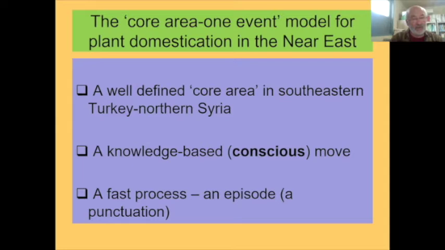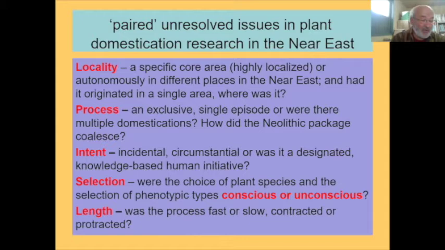The third and last point of this introduction, you may have noticed, possibly, that the models, as they stand, represent a set of dichotomies. And when looked at in more detail, these include, amongst others, paired issues, such as locality, which is the question, did plant domestication take place in a specific and well-defined core area within the Levant, which means it was highly localized, or did it occur independently, autonomously, in different places and was diffused? And had it originated in one place, in a single area, where was it? So that's one pair.